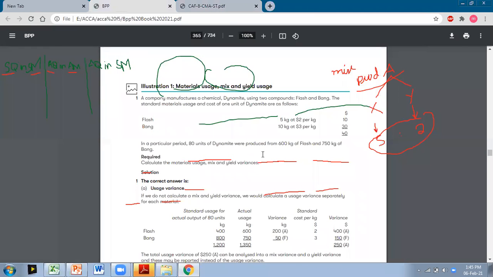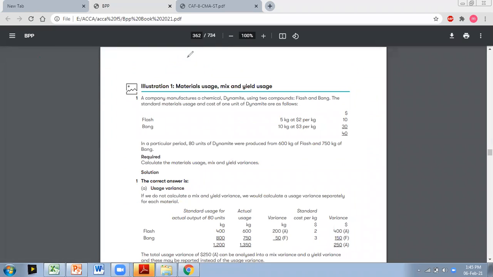Okay, so here is the question. In this question, we are going to calculate the material usage variance, material mix variance, and material yield variance. We have studied that material usage variance is made up of two things: material mix variance and material yield variance, right? Let's read out the question first.